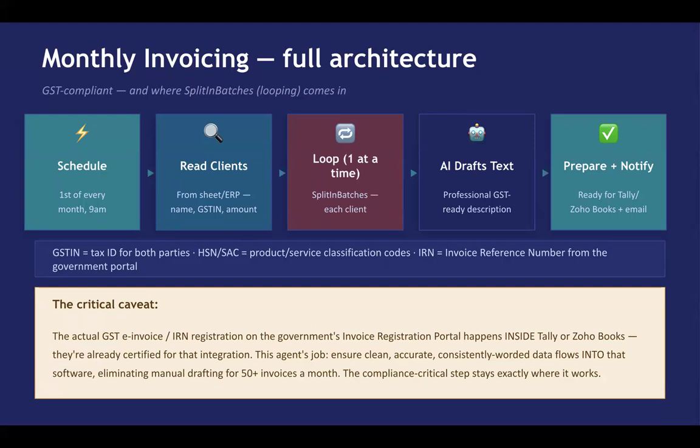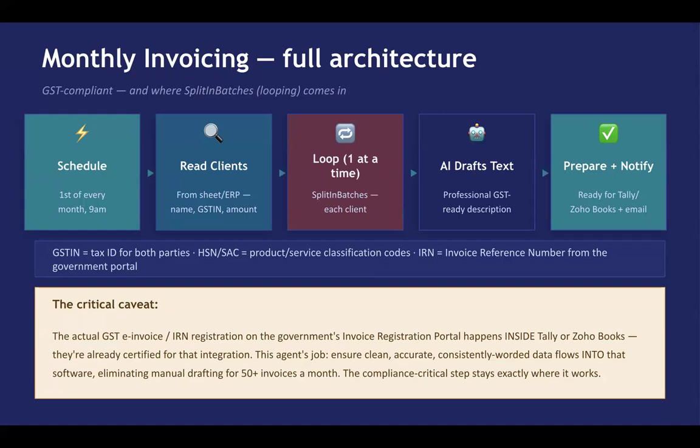And the action is where looping will matter. Again, the loop we saw in CRM we would use here. The agent will go through the client list one at a time using the split in batches or the loop, which we just saw. It'll generate every customer's invoice and then send the client communication every single time.